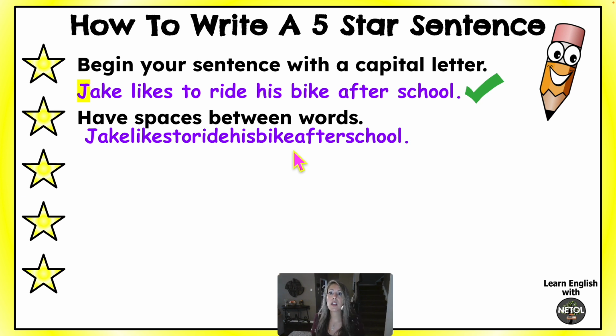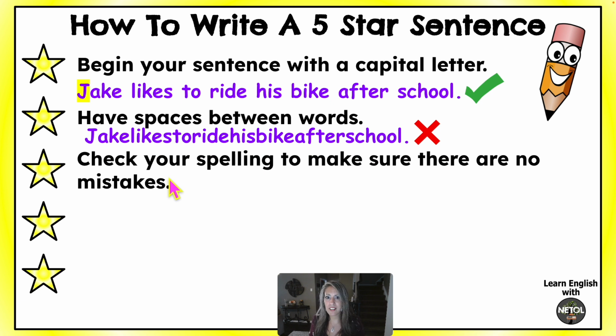between the words. If you're writing with pencil and paper, please include a finger space. We call it a finger space. That's how big your space should be between the words. Okay. So Jake likes to ride his bike after school. This sentence is incorrect because there are no spaces.